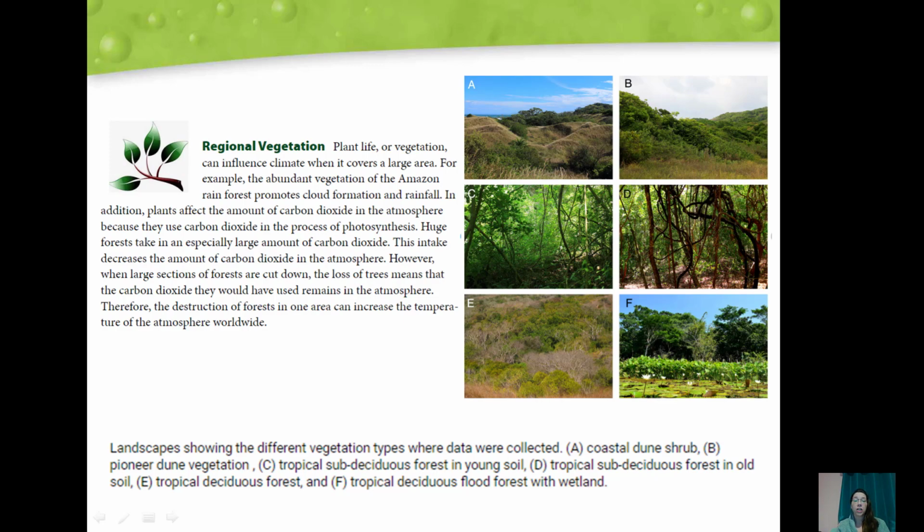In the figure on your screen, you can see landscapes showing different types of vegetation. We have A, coastal dune shrub; B, pioneer dune vegetation; C, tropical subdeciduous forest in young soil; D, tropical subdeciduous forest in old soil; E, tropical deciduous forest; and F, the tropical deciduous flood forest with wetlands.